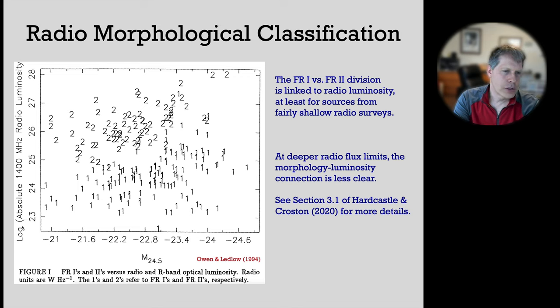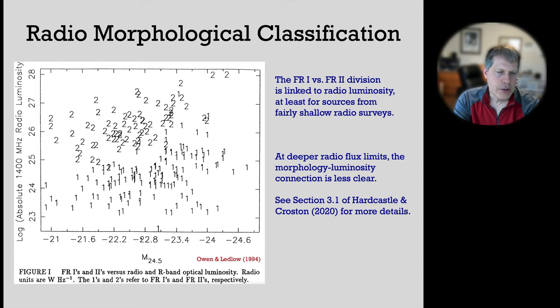And this plot then shows the log of the absolute 1400 megahertz radio luminosity versus, in this case, the R-band optical luminosity of the host galaxy. And notably, you can see that all the sources labeled 2 here, the Fanaroff-Riley 2 sources, tend to be more radio-luminous than the FR1 sources. Now, the distinction isn't absolutely perfect, but it's pretty darn good. Okay, and people thought, wow, that's quite remarkable. There's this remarkable distinction. This must have some important physical meaning to it. And there has been much discussion of exactly what that meaning might be. I may say some more about that later on.